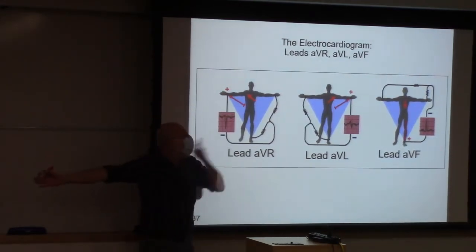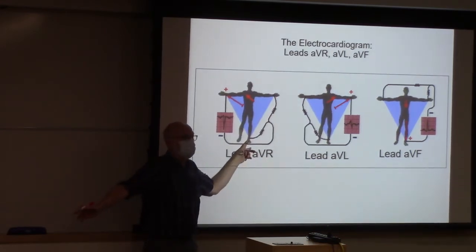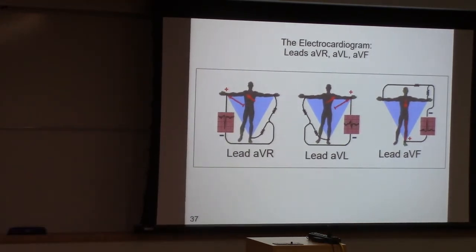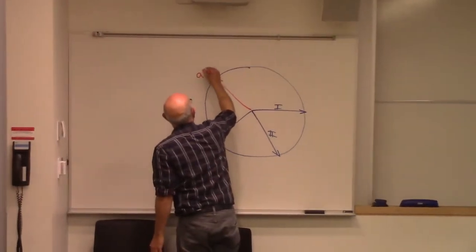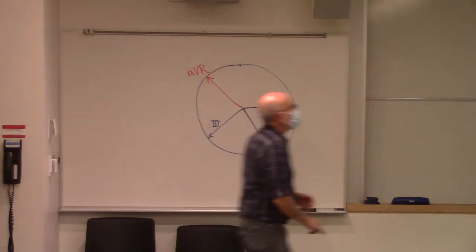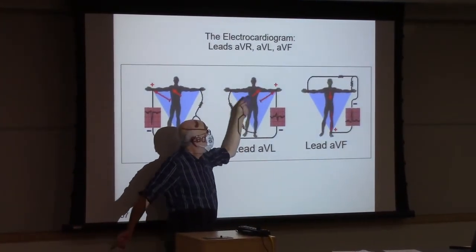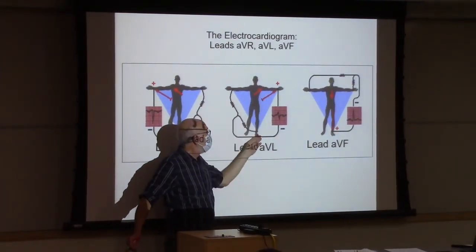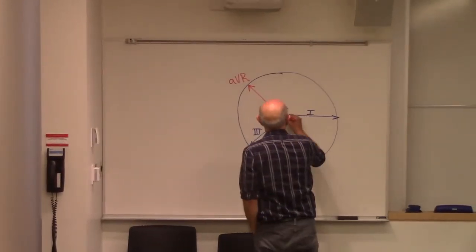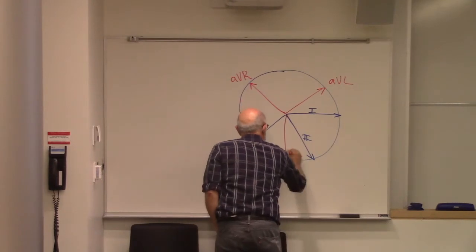So in AVR, one lead is on the right arm, and the other lead is an average between the left arm and the left leg. That's what this is supposed to illustrate. And so it defines an orientation like this. So AVR is over here. AVL, left arm, and an average of the right arm and the left leg. So AVL defines an orientation like this. And AVF defines an orientation like this.